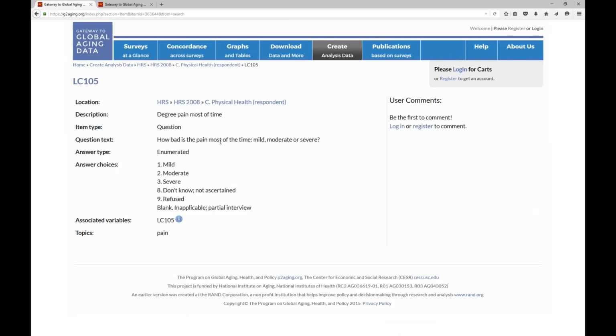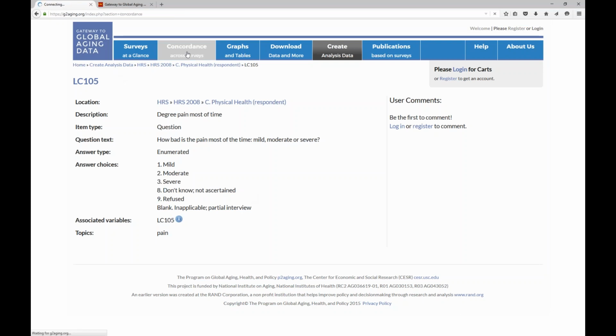So here is this degree of pain most of the time question. So how bad is the pain most of the time? Mild, moderate, or severe is the question that's asked by the HRS. And then you can see that people also can respond don't know or refuse. And this is stored in a variable called LC015 in the HRS data.